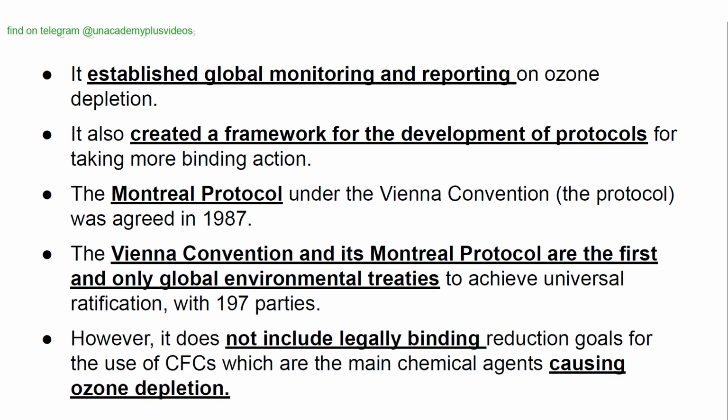It established global monitoring and reporting on ozone depletion. It also created a framework for the development of protocols for taking more binding action. The Montreal Protocol under the Vienna Convention was agreed in 1987. The Vienna Convention and its Montreal Protocol are the first and only global environmental treaties to achieve universal ratification with 197 parties. However, the convention does not include legally binding reduction goals for the use of chlorofluorocarbons, which are the main chemical agents causing ozone depletion.